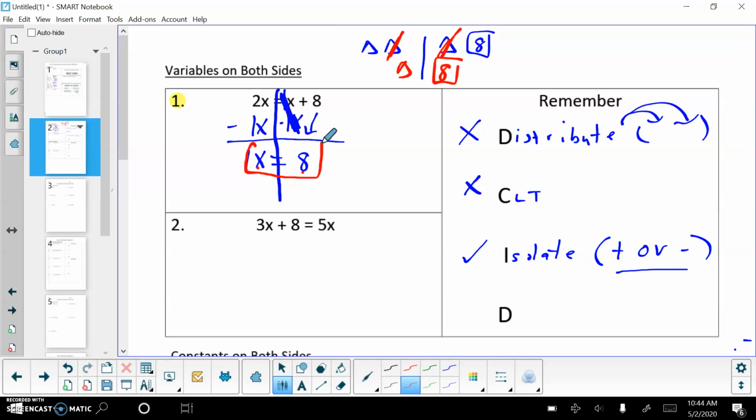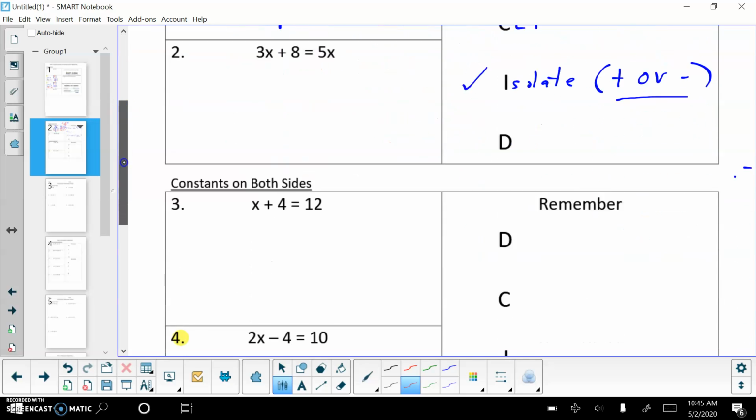If I want to go back and check it, and I do, I can come back over here to the side and write 2x equals x plus 8. And everywhere there's an x, I'm going to take it out to show that I've taken it out. And in its place, I'm going to put the 8. So I've got 2 times 8 is 16, and 8 plus 8 is also 16. It balances, same thing on both sides. So my answer of 8 is correct.